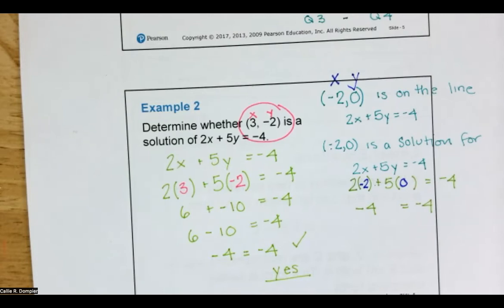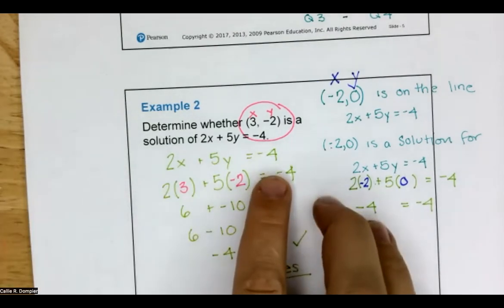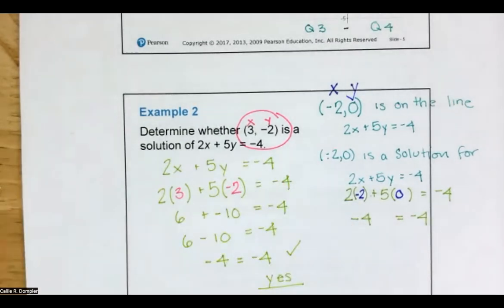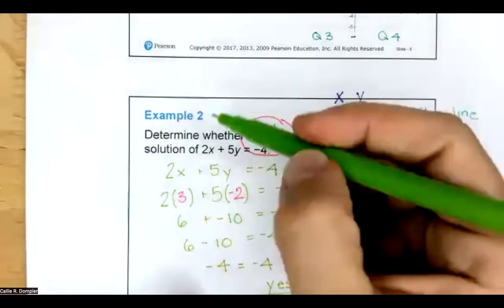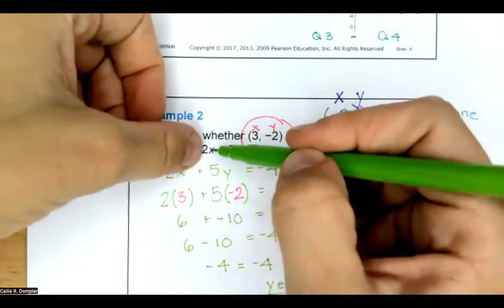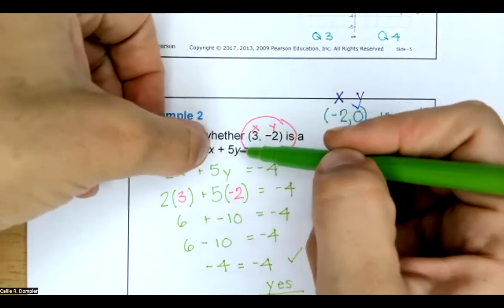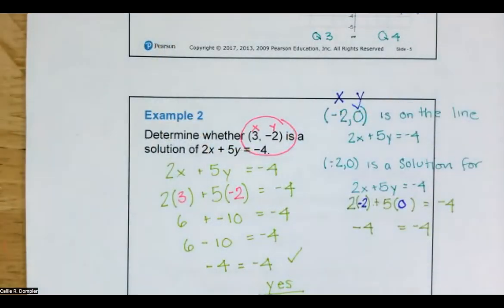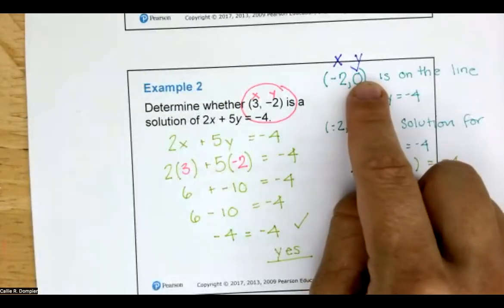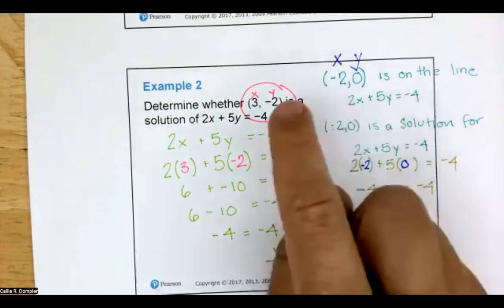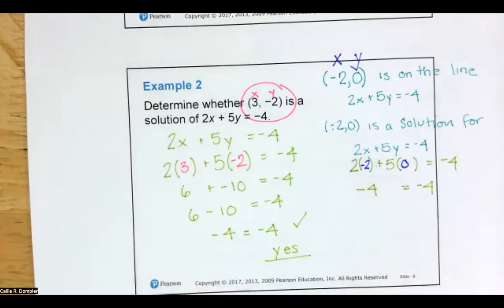Because every point on the line is true. So because you have an x and a y, whatever your x is, there's only one y that is true for that x. Whatever your y is, there's only one x that is true for that y. So you can put in y equals 0 and solve for x, or you could put in x equals 0 and solve for y.